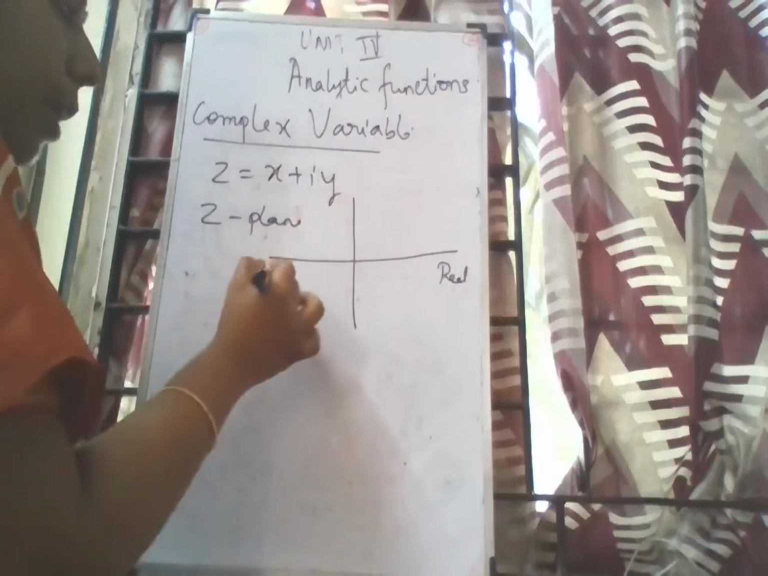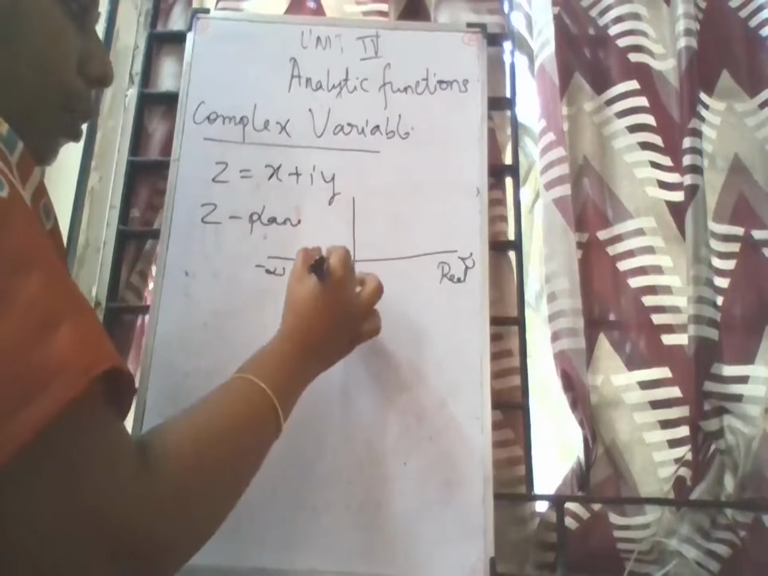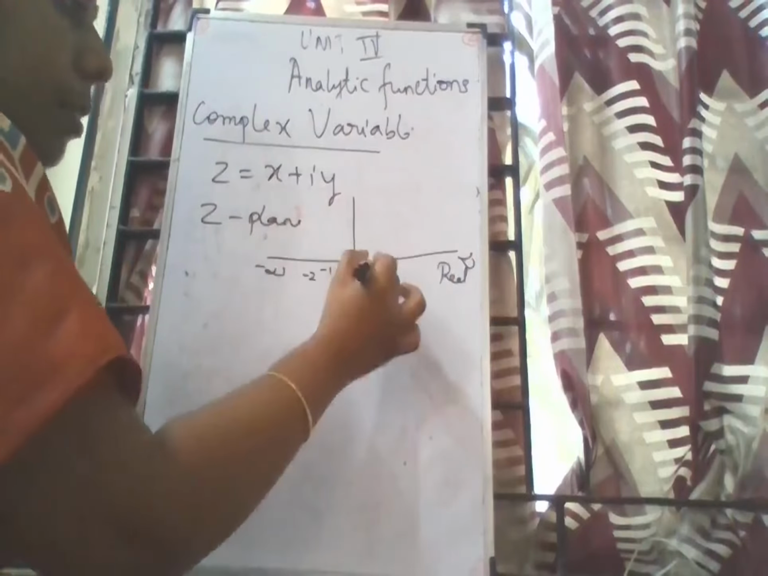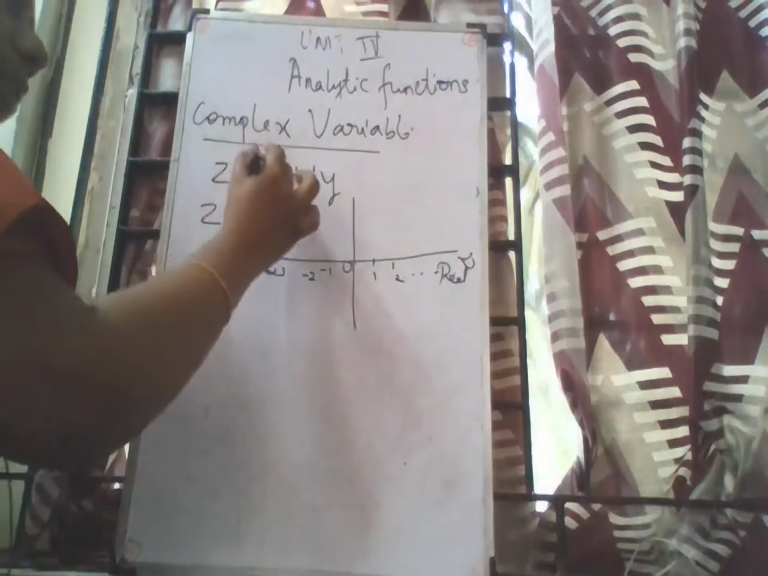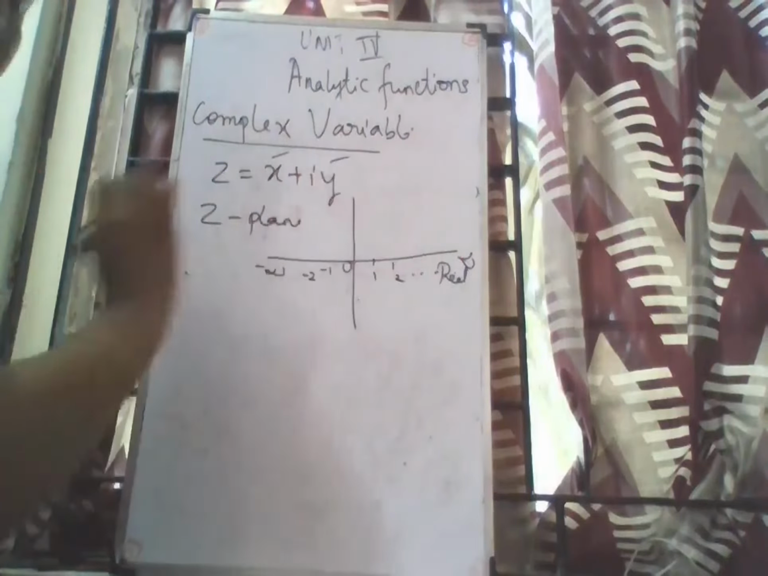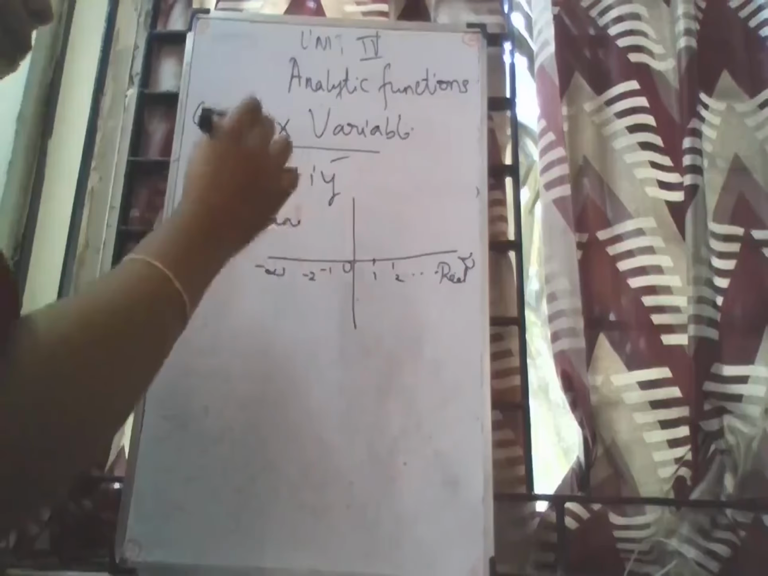Real axis, minus infinity, plus infinity, 0, minus 1, minus 2, etc., and 1, 2, 3, etc. So these are all real numbers. Actually speaking, x and y take only real numbers. So what do you mean by complex variable?